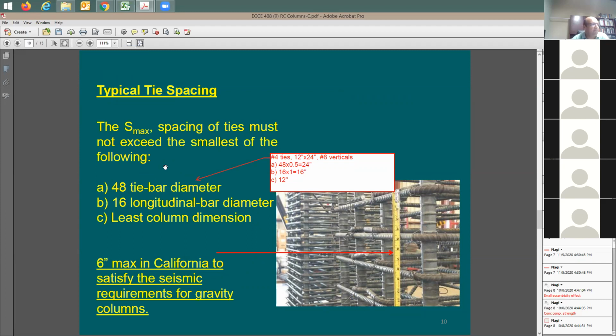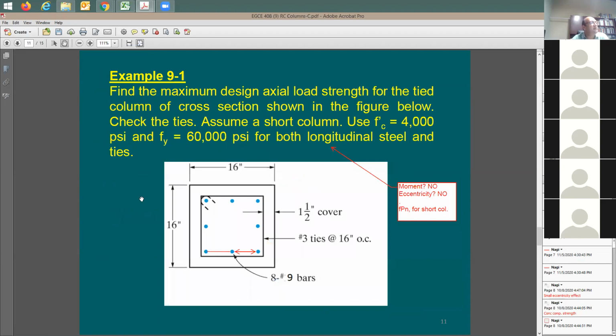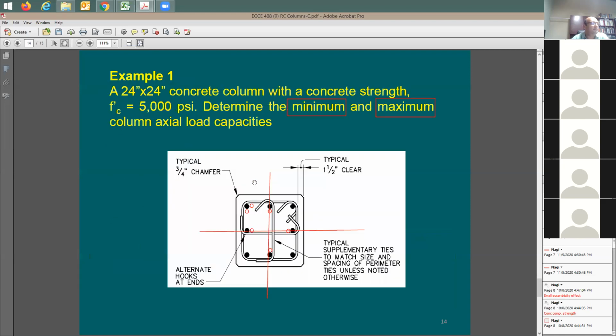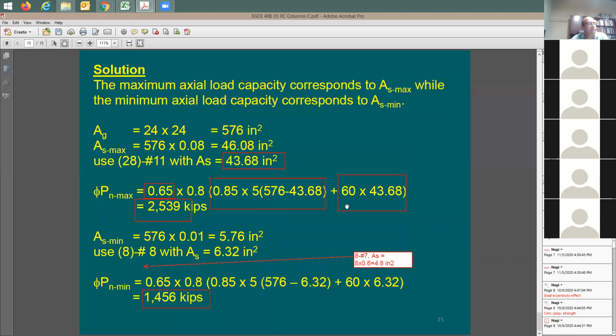Okay, so you can see that. Very good example that we have in here. The spacing, the clear distance between ties. You remember this clear distance between ties? And then we said that we should be able to put an even number, and you can see you can have lots of rebars added in a certain way. Same thing, PPN for axial loaded column, small eccentricity.